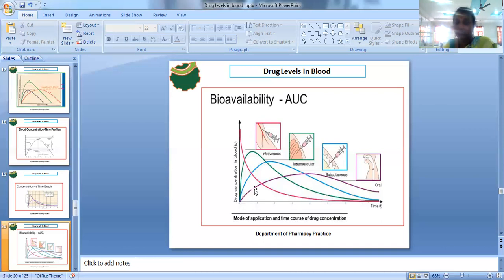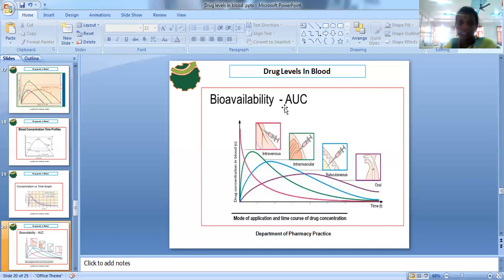But when the drug is administered by the oral route, it has to pass through almost all the critical steps, that means disintegration, dissolution, permeation, all of it has to be processed. The cell membrane, everything has to be crossed. That's why the time spent by the drug in the body will be more.